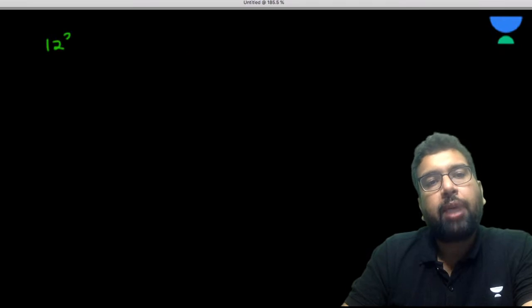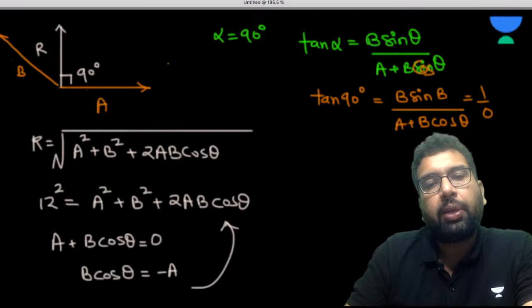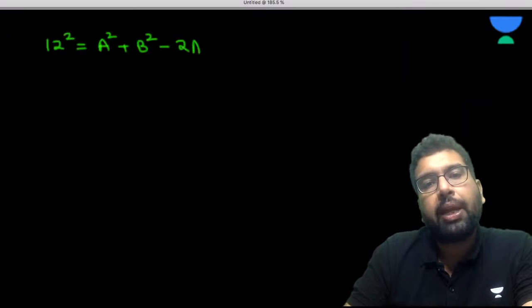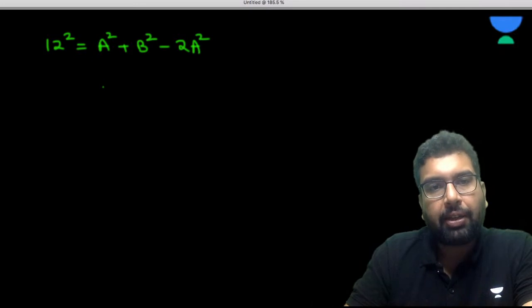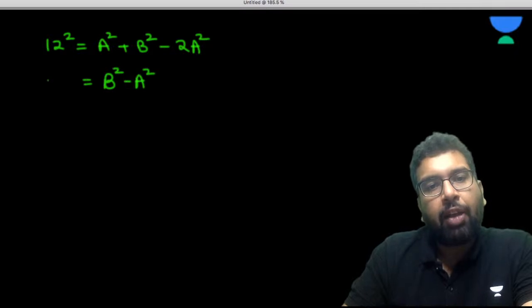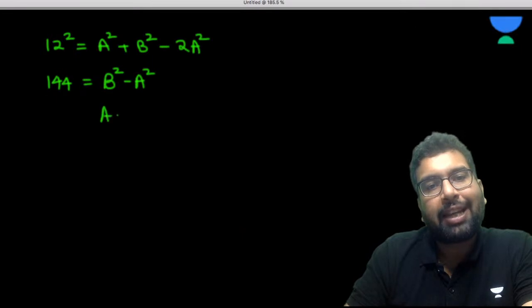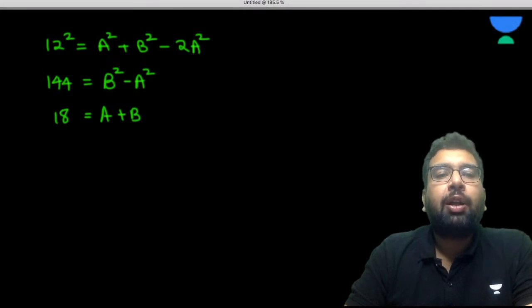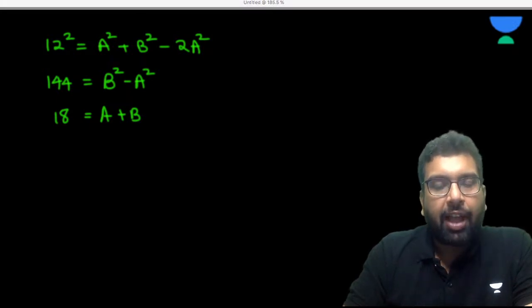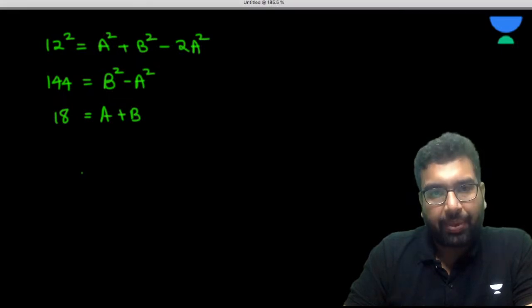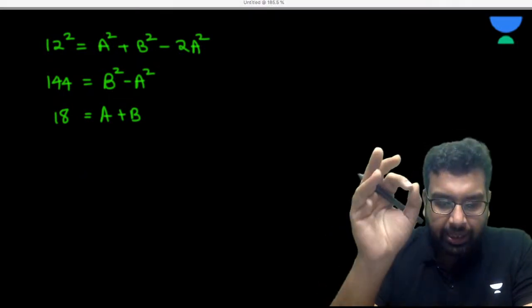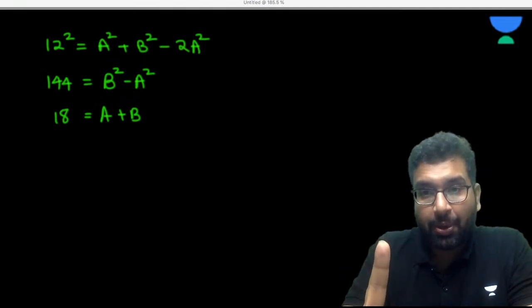So this is going to be 12 square is equal to A square plus B square, and this is going to be minus of 2A square. So this will become B square minus A square is 144. And what is given? A plus B is equal to 18. Now we have two equations, two variables, so we can solve them further and find A and B. I'll just stop here.